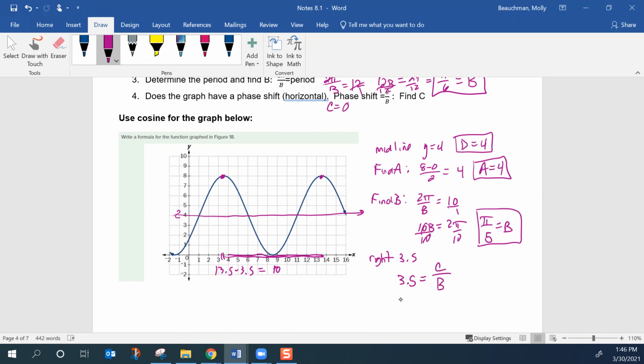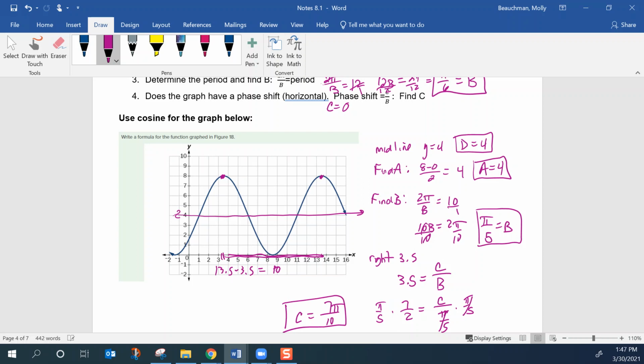And B is pi over 5. So we get 3.5. I'm going to write it as an improper fraction instead. 3.5 is the same thing as 7 over 2, which is equal to C over pi over 5. Multiply both sides by pi over 5. These cancel. I get pi over 5 times 7 over 2 ends up being 7 pi over 10. And that's what C equals.